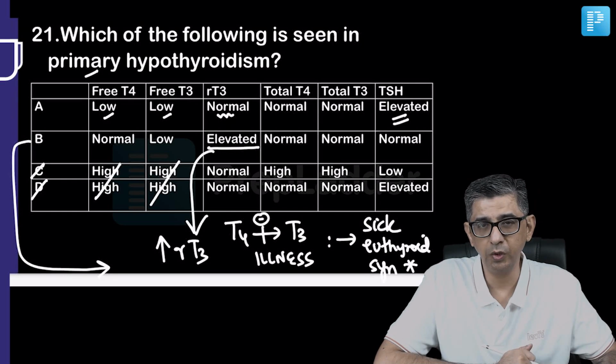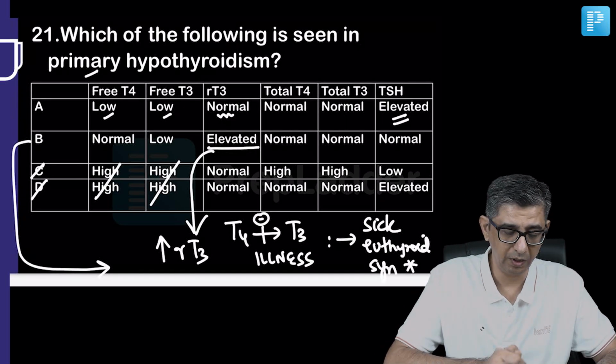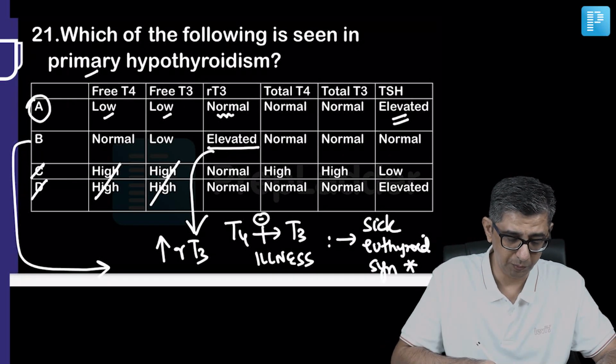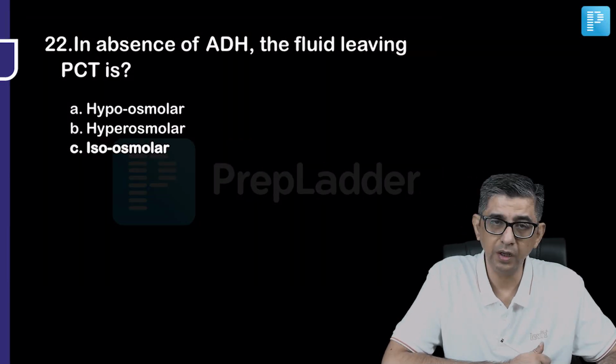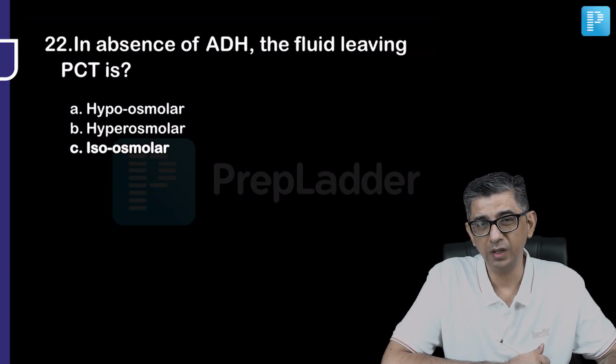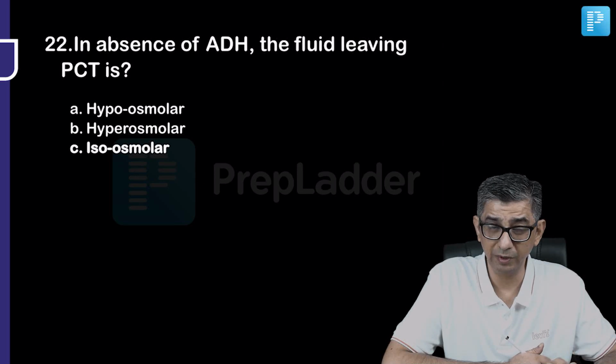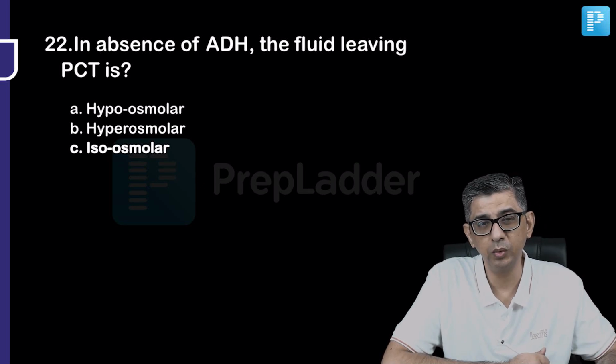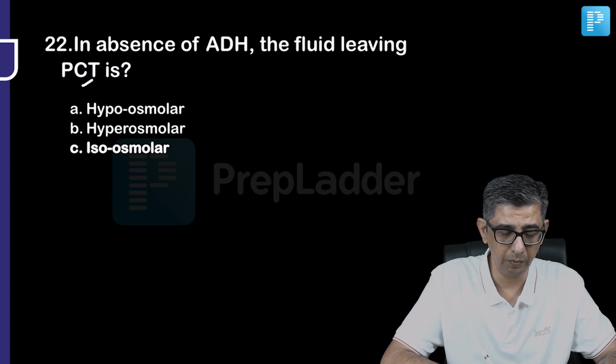I was focusing between A versus B, and the correct answer for this one is the first option of this question. The next question again had a physiology overlap, so I thought I'll just give up the answer here, and that would ease off the pressure on me and I can do the explanation part. He said, in absence of ADH, the fluid leaving the proximal convoluted tubule.